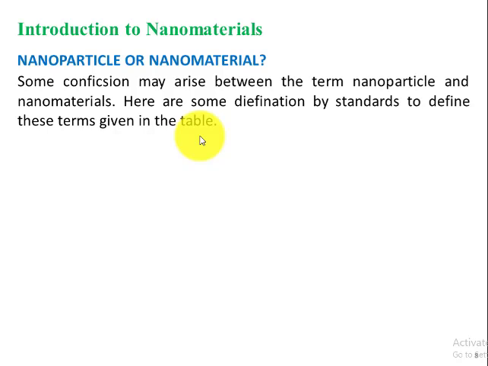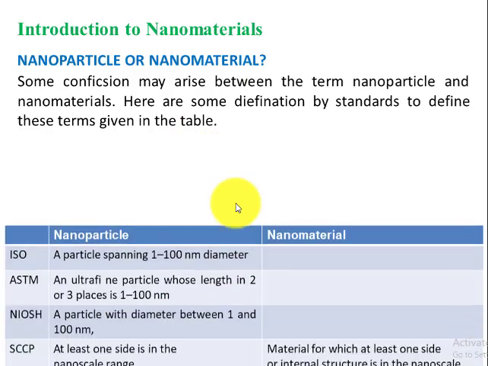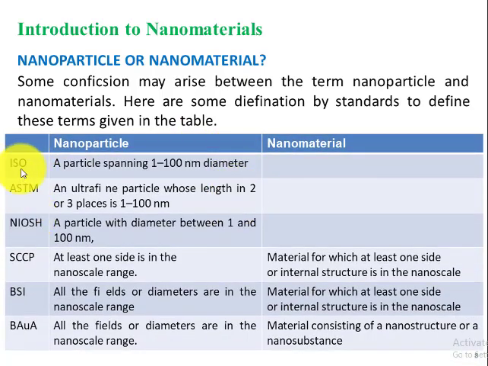Here are some definitions by standards to define these terms given in the table. These are the organizations just like ISO, International Standard Organization, ASTM, NIOSH, SCCP and some others. These are the definitions according to these organizations. We can see for a nanoparticle, according to ISO, a particle spanning 1 to 100 nanometer diameter, an ultrafine particle whose length in 2 or 3 places is in 1 to 100 nanometer.